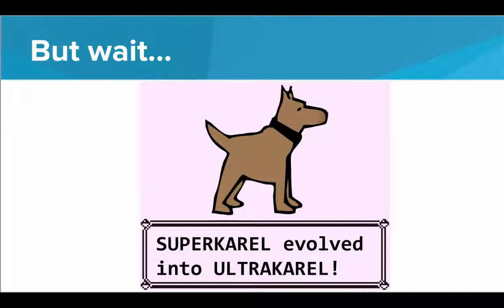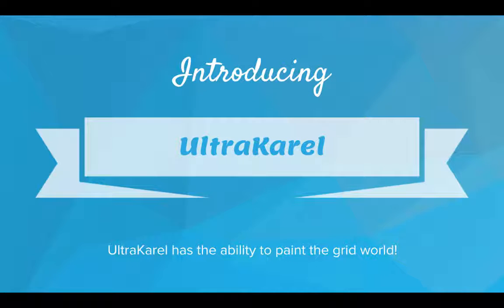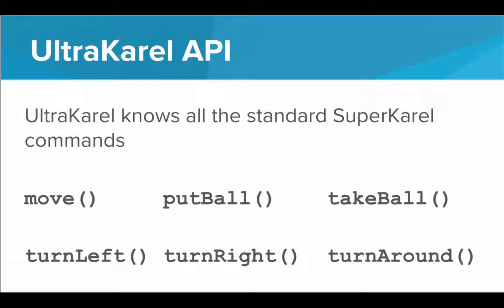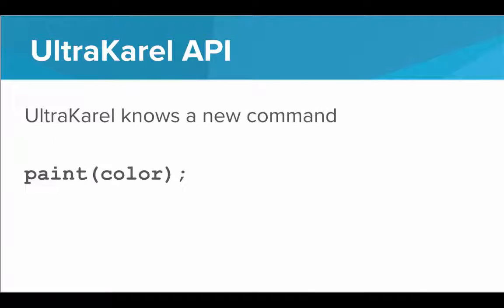And this is great, because Ultra Karel knows some really cool tricks. So, introducing Ultra Karel. Ultra Karel has the ability to paint the grid world. So let's take a look at the Ultra Karel API. Ultra Karel knows all the standard Super Karel commands: move, put ball, take ball, turn left, turn right, turn around. But Ultra Karel knows one really special move. Ultra Karel knows a new command called paint.